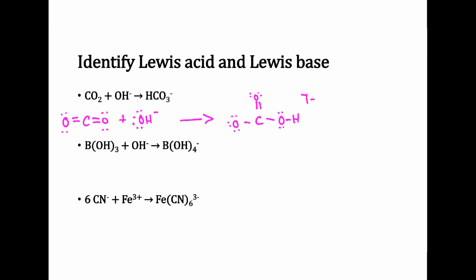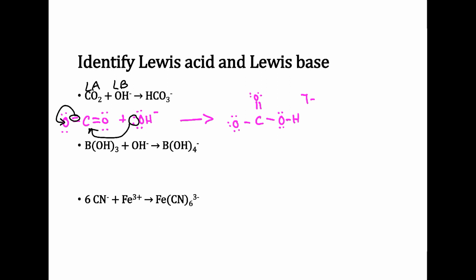In this case, what we'd see is that one of the lone pairs on the hydroxide is coming in, forming a bond with carbon, and one of the pairs from the double bond is kicked out here. Since the hydroxide is the electron pair donor, hydroxide is our Lewis base, and the CO2 is our Lewis acid.